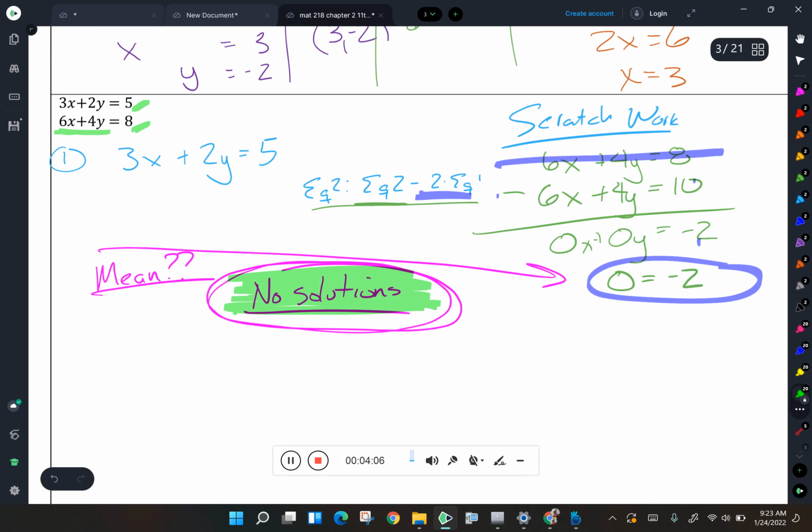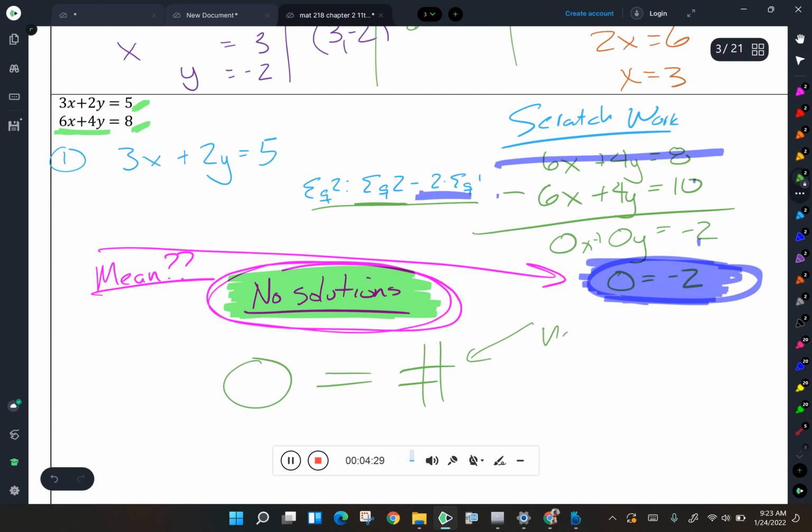How does the math tell me that? Well, when I'm trying to solve and using those proper solving techniques, I get this nonsense statement over here that somehow 0 is equal to a number. So whenever I see in my work that 0 is equal to a number that is not 0, 0 is equal to a positive number or a negative number, it doesn't matter, just some number not equal to 0, that tells me my system has no solutions.